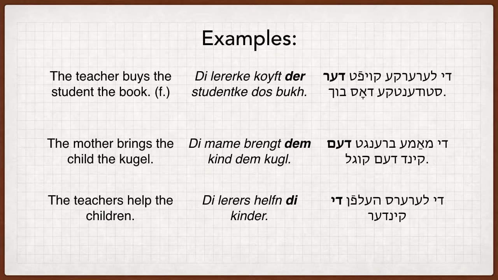Das Kind is the child in nominative, and we know that das is going to change to dem in dative. And at the end we have the Kugel, which is der Kugel, and the Kugel is the something the mom brings. Therefore, it is in accusative, and der changes to dem in accusative.